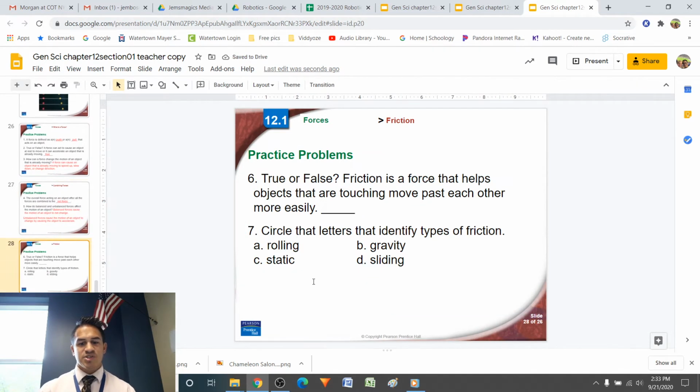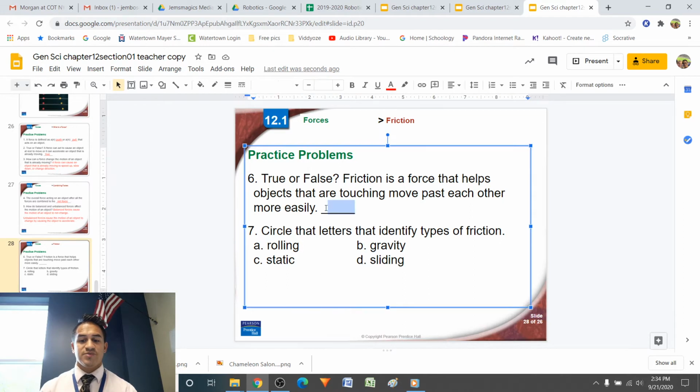All right. Number 6, true or false? Friction is a force that helps objects that are touching move past each other more easily. No. Remember that friction is a force that is always trying to oppose the motion of an object. So friction is essentially always trying to cause objects to stop moving. It doesn't help, it makes it harder, right? So this is definitely false. It does not make things easier when they're moving past each other. It makes things more difficult.